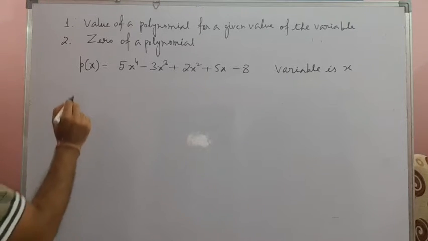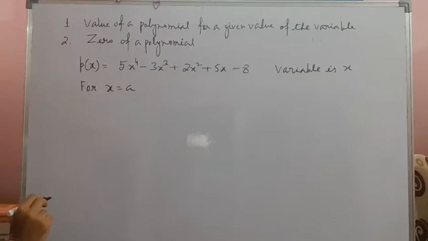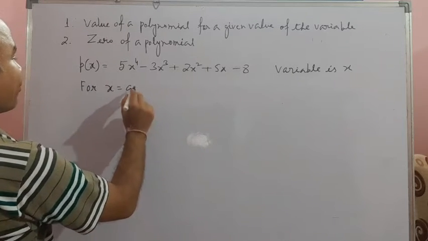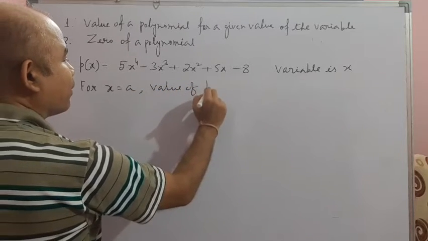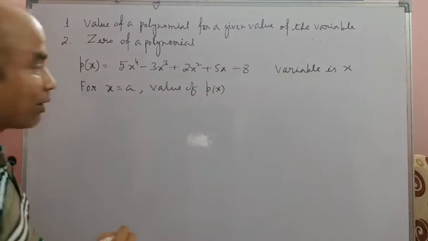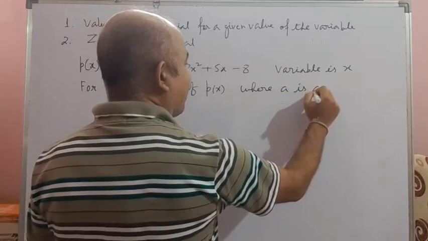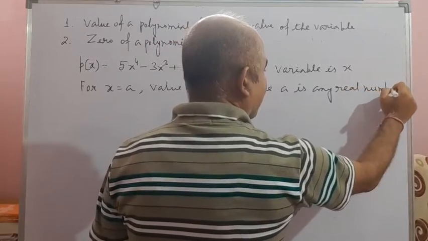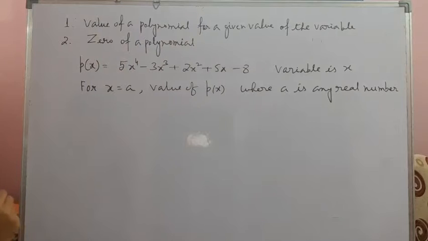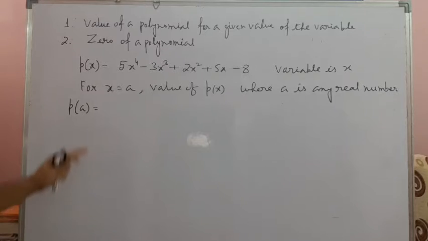Now, the value of a polynomial for a given value of the variable, suppose for x equal to a. A is a real number. For x equal to a, what is the value of p(x), where a is any real number? Symbolically, for x equal to a, p(x) is written in this form, p(a).